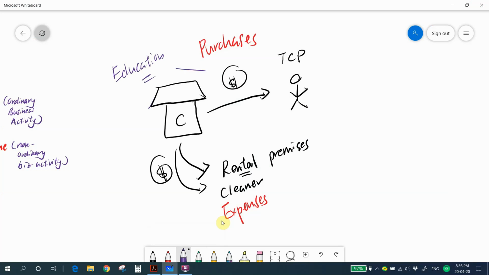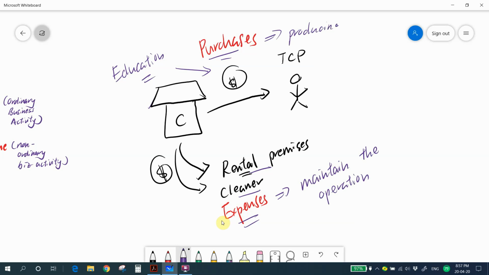So the fee that is paid to me is related to the provision of education services, so this money is considered as purchase. However, the rental and the cleaner, the money paid for these is considered expenses. Why? Because these expenses are used to maintain the operation. But this purchase is related to the producing of revenue.